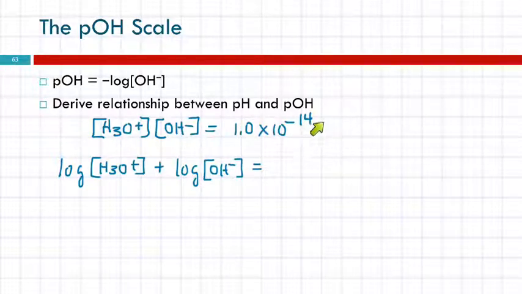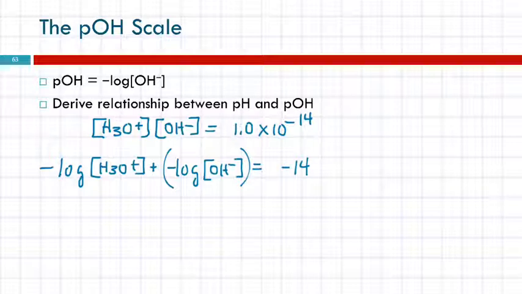Okay, so what's the logarithm of 1 times 10 to the minus 14? Just minus 14. Not a trick question, just minus 14. I took the logarithm of both sides. So the log of that is minus 14. And I don't like the minus, so I'm going to multiply both sides by negative 1. So I'm going to get negative log of the hydronium ion concentration plus the negative log of the hydroxide ion concentration is equal to 14.